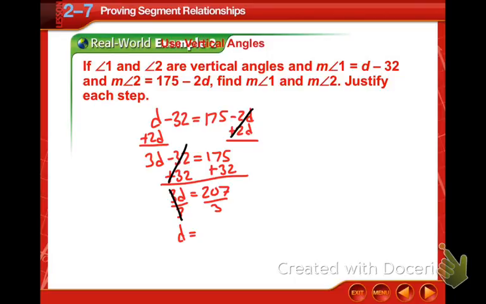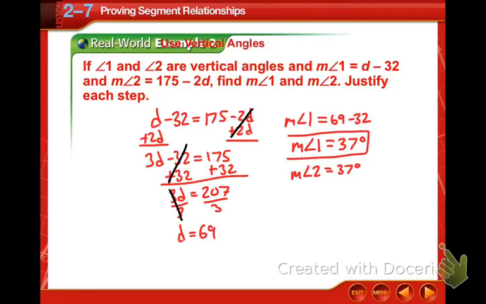And d comes out to be equal to 69. So now we're not done. We found what d is. We need to plug d back into one of these two equations. Since we know they're equal, we'll get both of them out in the process. So the measure of angle 1 is equal to 69 minus 32. So when we subtract that, the measure of angle 1 comes out to be 37 degrees. And since we know they're congruent, the measure of angle 2 is also 37 degrees. And that's it.